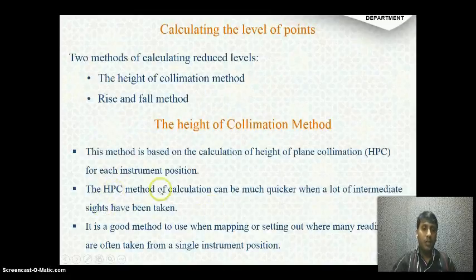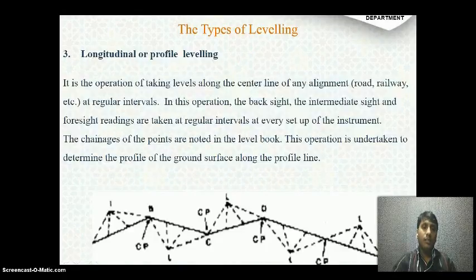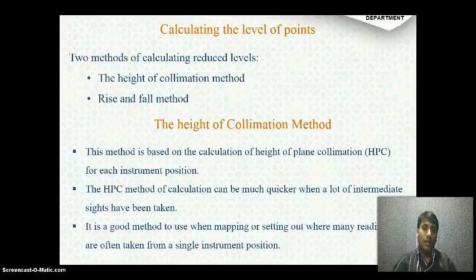The height of plane collimation method of calculation can be much quicker when a lot of intermediate sights have been taken. So this is more advantageous when you have a lot of intermediate sights. This question will be asked, where you can use which method. So you remember this point: the height of plane collimation method is used where there are more intermediate sights. It is a good method to use when mapping or setting out, where many readings are often taken from a single instrument position. So this is the brief description about the height of collimation method, and here we have some example problems. I will explain it in another video.